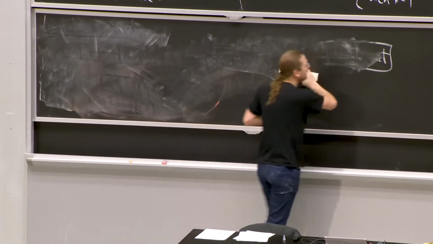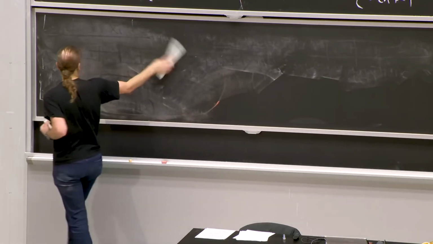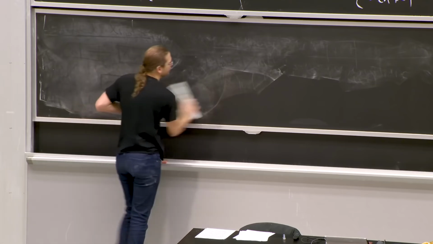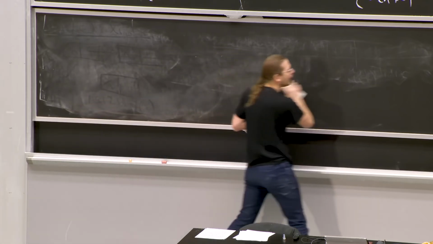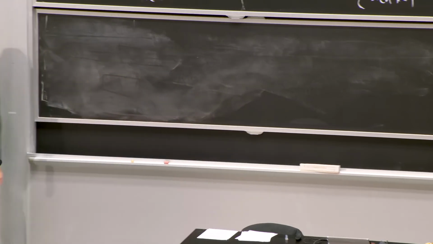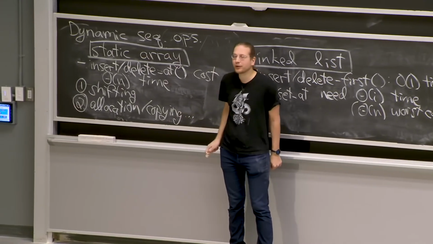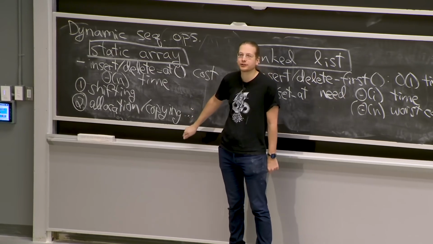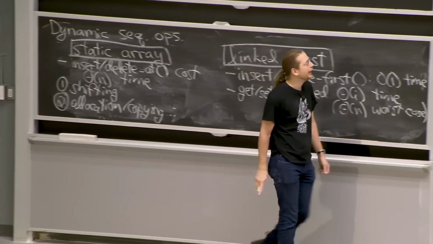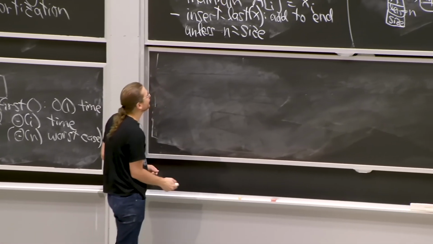I'm going to have to make my array bigger. Okay, this should sound just like static arrays. With static arrays, we made our array bigger every time we inserted, and that was this linear cost of allocation. We're going to do that sometimes. With static arrays, we had to do it every single time because size equaled n. Now we have some flexibility. We're only going to do it sometimes.